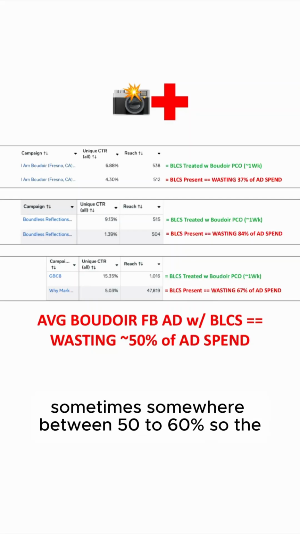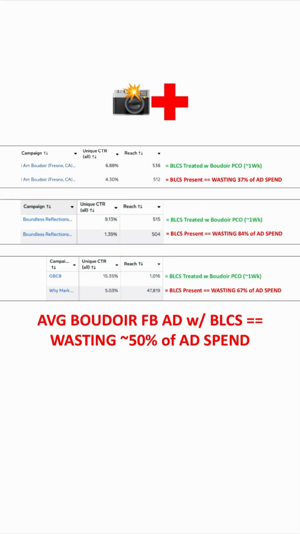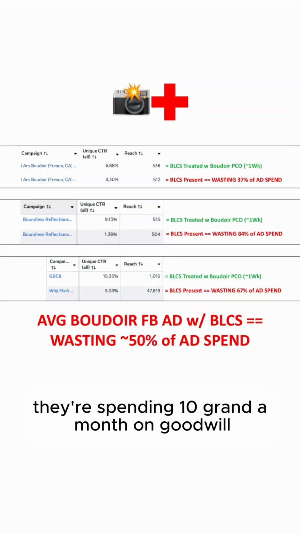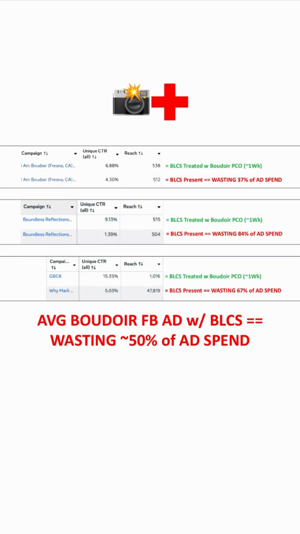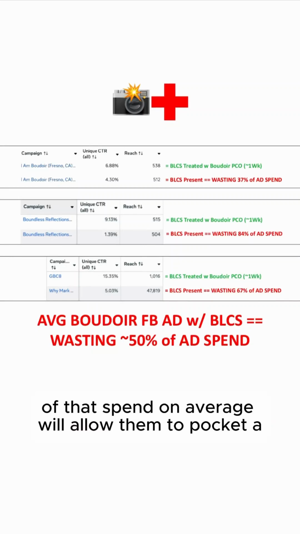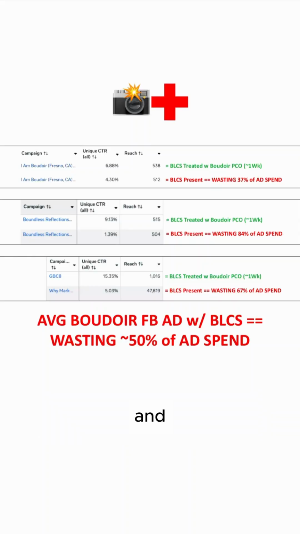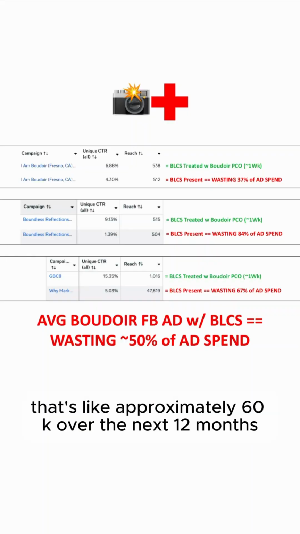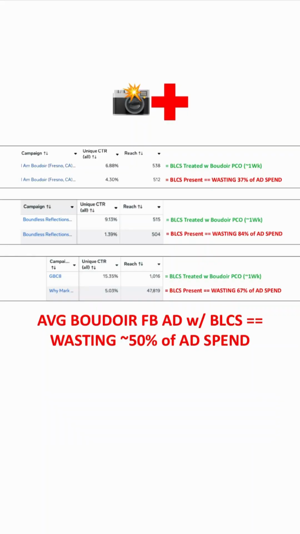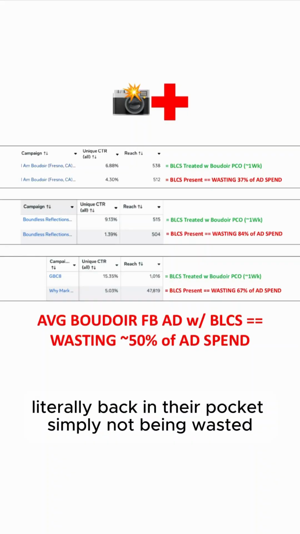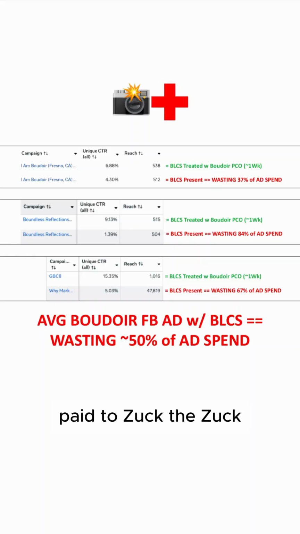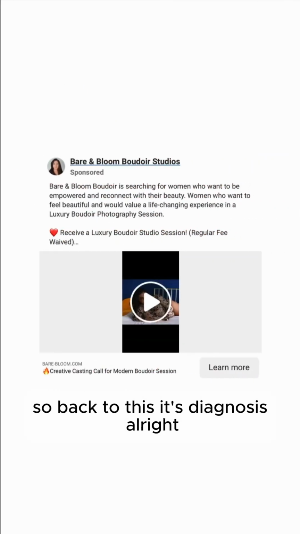So if they're spending 10 grand a month on Boudoir Facebook ads, if we can eliminate that wasted ad spend, on average, we'll allow them to pocket, eliminate 5K a month in wasted spend, and that's approximately 60K over the next 12 months. Literally back in their pocket, simply not being wasted, paid to Zuck. The Zuck. So back to this.